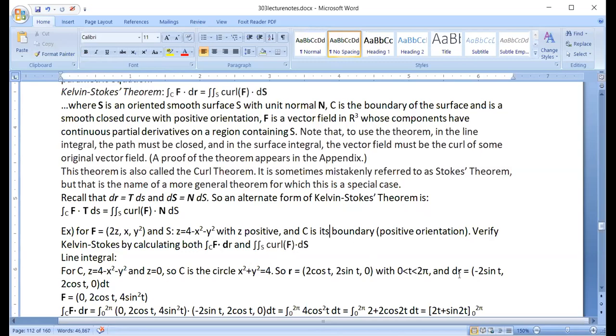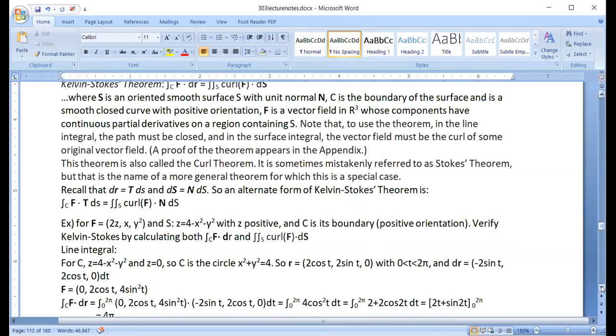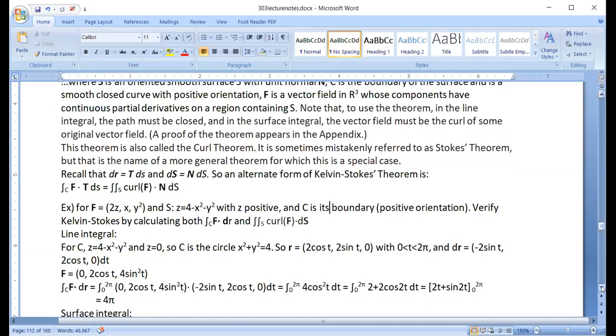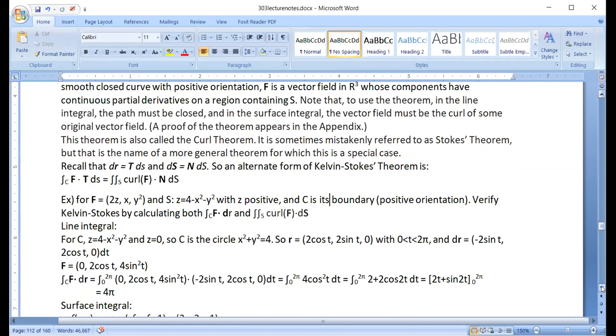And we know we need to use the double angle formula to do that. So you wind up with the integral from 0 to 2 pi of 2 plus 2 cos 2t. And then doing the integral, you get 2t plus sine 2t, plugging in from 0 to 2 pi, and you just get 4 pi. So that's straight ahead, just doing the line integral. Now, let's do what should be the equivalent double integral, which is the surface integral.